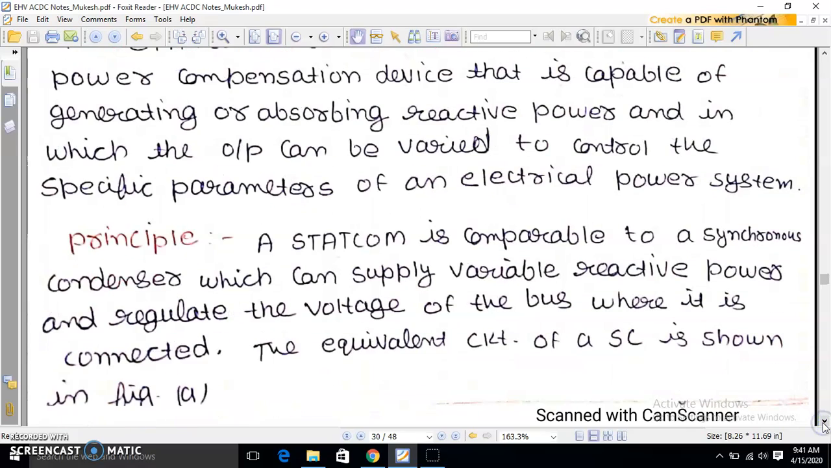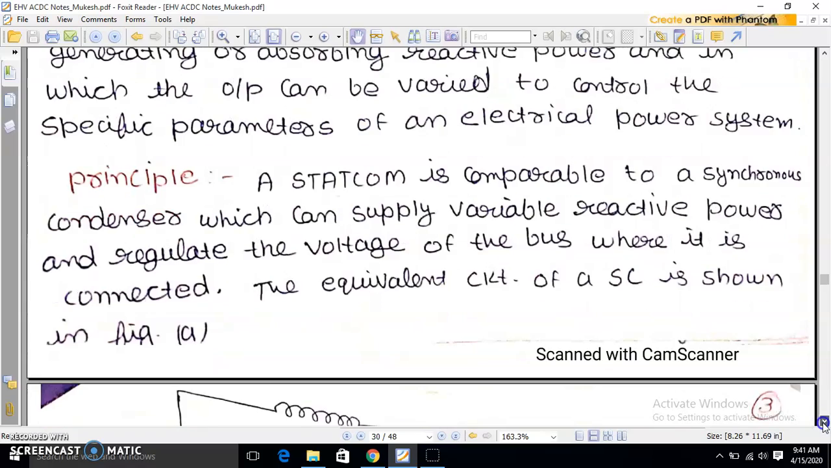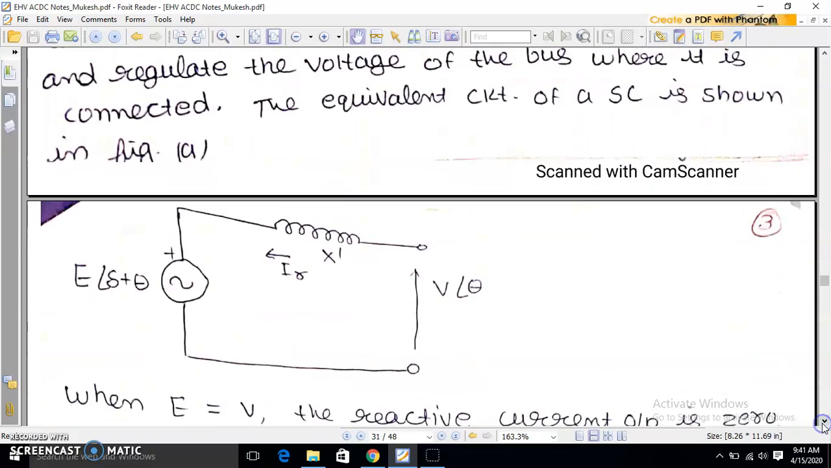The principle of STATCOM can be stated as follows: a STATCOM is comparable to a synchronous condenser which can supply variable reactive power and regulate the voltage of the bus where it is connected. The equivalent circuit of a STATCOM is shown in figure A.